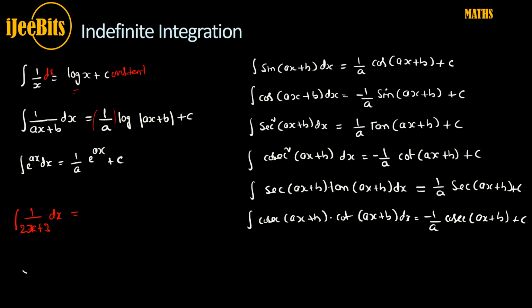So what is the x coefficient? It is 2, right? So you have to say 1 by 2 and then apply log only, log of 2x plus 3 plus c, then your answer. Okay, that's what it's saying.